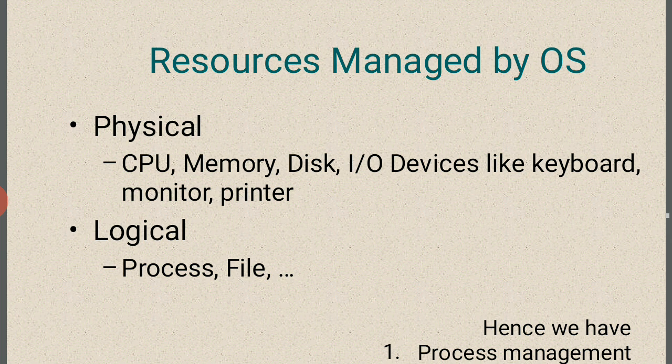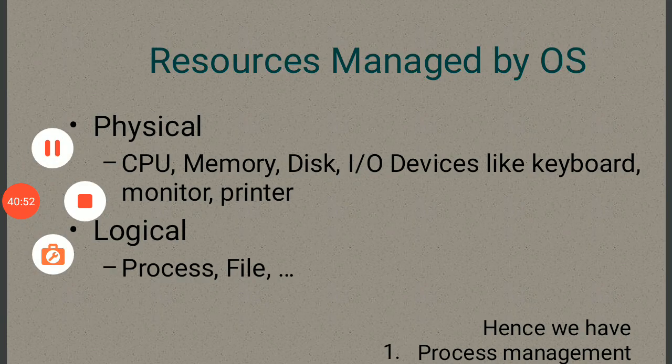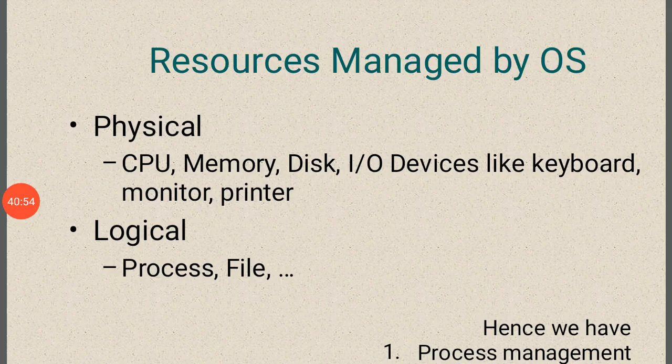Logical resources are processes and files, where the user edits, saves, and deletes data. Physical resources are the memory of the system, input output devices, printer, and monitor. All these different kinds of work are done by resource management in the OS.